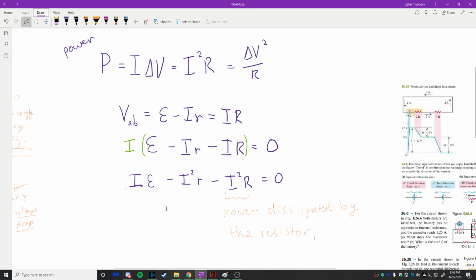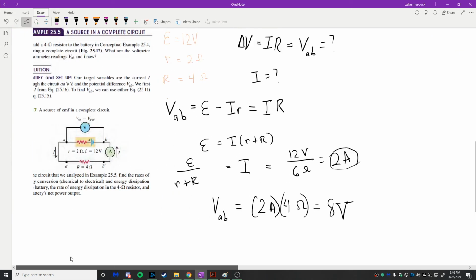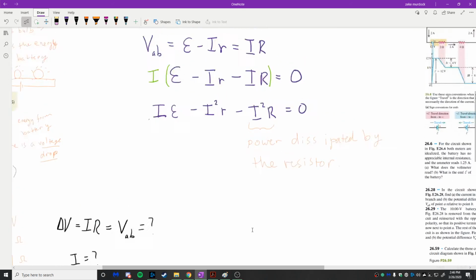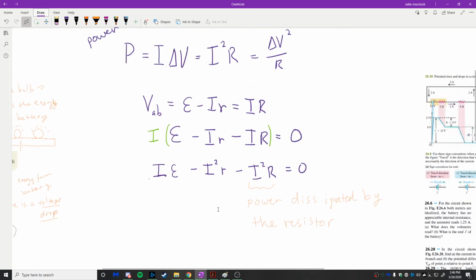I gotta look back at the problem real quick to look at the language they're gonna use to ask this. What we're trying to do now is find the rates of energy conversion, chemical to electrical, the energy dissipation in the battery, and then the rate of energy dissipation in the 4 ohm resistor. So the chemical to electrical energy conversion, the energy dissipation of the battery, right? All these different things. I hate the words they use, but I gotta be consistent with what they use so you guys can understand, because you'll see it in your homework as well.